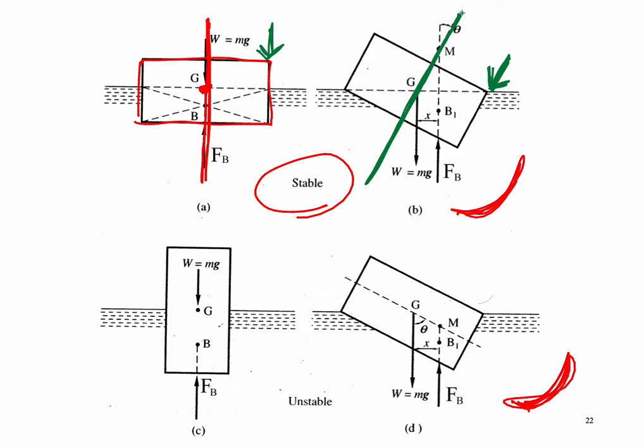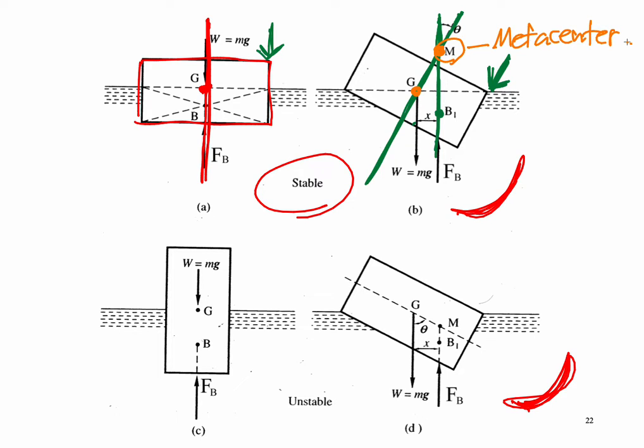And then the center of buoyancy moves from this point to this point. This is the new point for the center of buoyancy. We draw a straight line passing through the center of buoyancy, and then we find that the intersect point here is above the gravity. So we call the intersect between the gravity axis and the buoyancy axis M, or the metacenter.